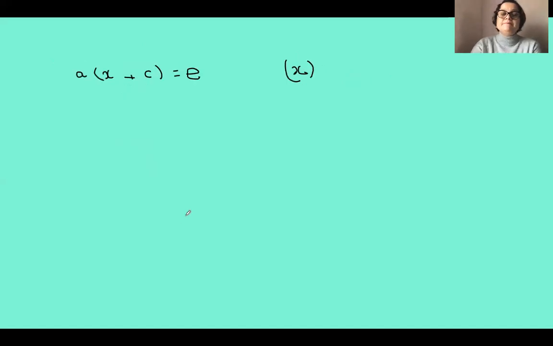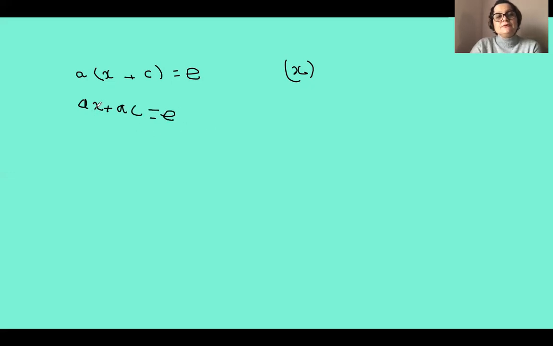Example number 3. Let's make x again the subject of this formula, this equation. Now, here we have a bracket. X is inside the bracket and it's on the left-hand side. Now, when brackets appear in equations, then you do the brackets first. So you have to expand this bracket. So we have ax plus ac equals e.